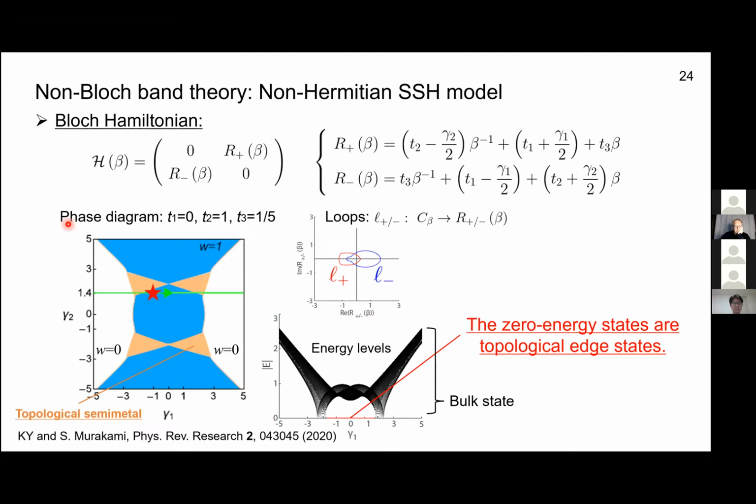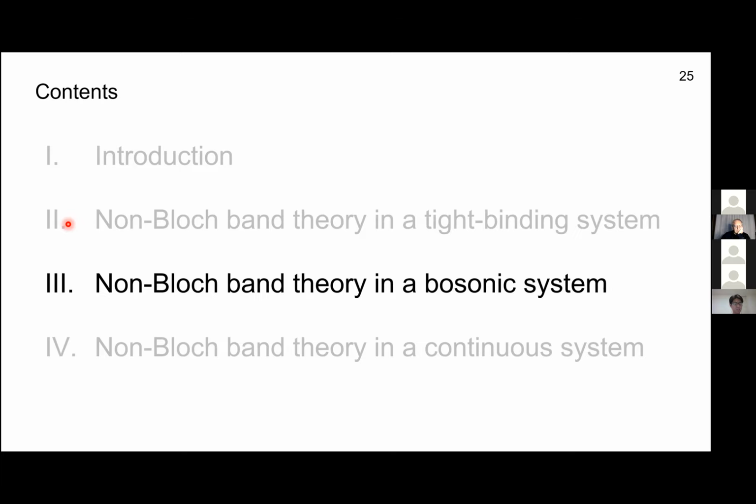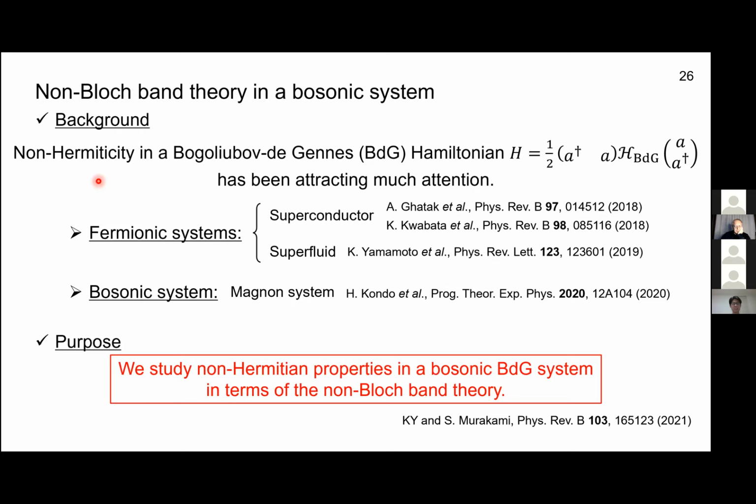Okay, so I continue the talk. As an application of the non-Bloch band theory, I studied the bosonic system in terms of the non-Bloch band theory. In recent years, the non-Hermiticity in the Bogoliubov-de Gennes Hamiltonian denoted in this form has been attracting much attention. For example, in fermionic systems, superconductors and superfluids, and in bosonic systems, such as magnon systems. The purpose of this work is that we want to study non-Hermitian properties in a bosonic BdG system in terms of the non-Bloch band theory.